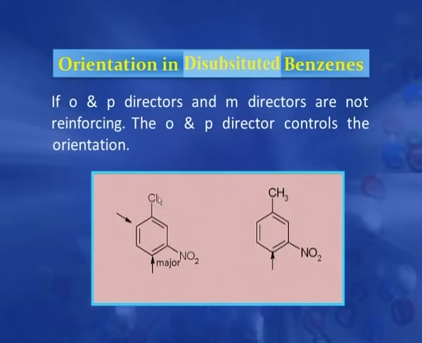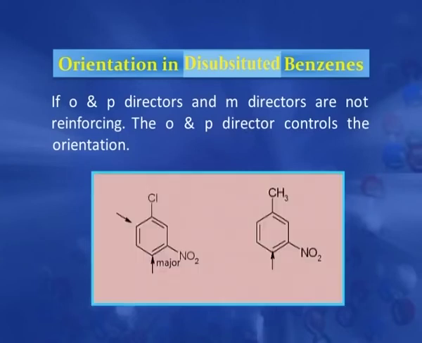para-nitrochlorobenzene. Here chlorine is an ortho and para director and nitro is a meta director. Here, this position is ortho to chlorine, but it is not meta to nitro, it is para to nitro. So, when these two groups are not reinforcing each other, then this chlorine, because it is an ortho and para director, governs the orientation of the incoming group, and that is why at these two positions the incoming group will attack, and major will be taking place para to the chlorine atom.